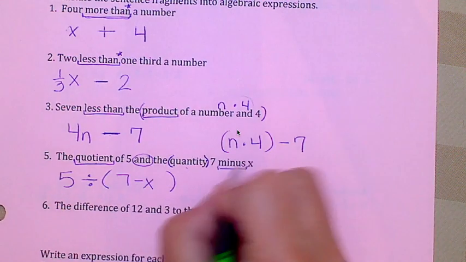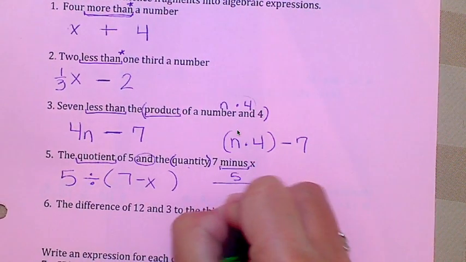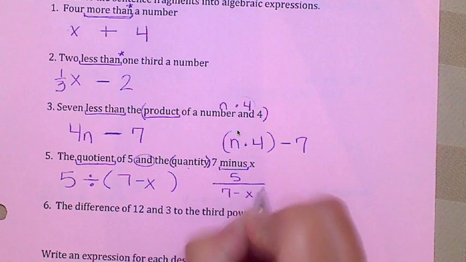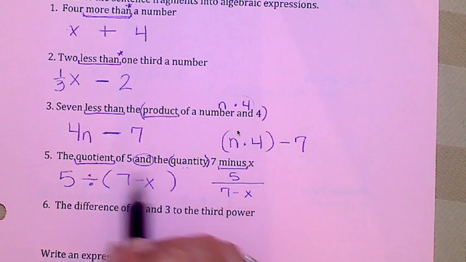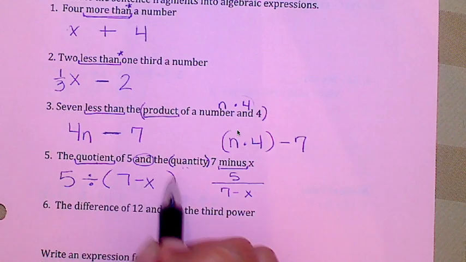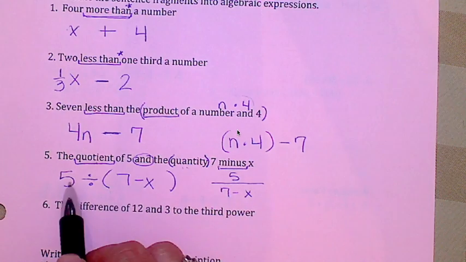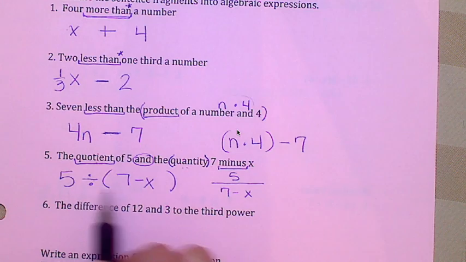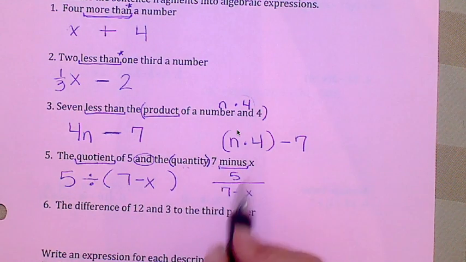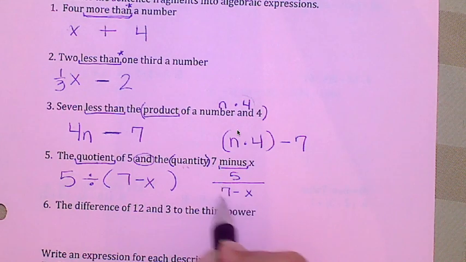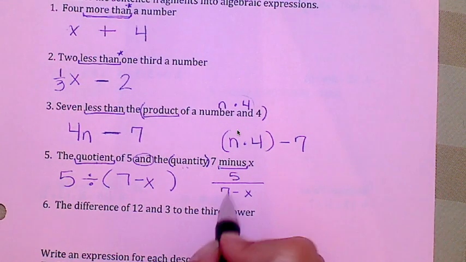Now the other way you could write this is 5 over 7 minus x. So that's another option. They are both equally correct. You just want to be careful that if it says quantity, that if you write it horizontally, you absolutely need the parentheses. Otherwise, you'd do 5 divided by 7, get that fraction, and then subtract x from it. Now, when it's top to bottom like this, it's understood that you have to simplify it first before you can divide. So you don't need the parentheses in that case.